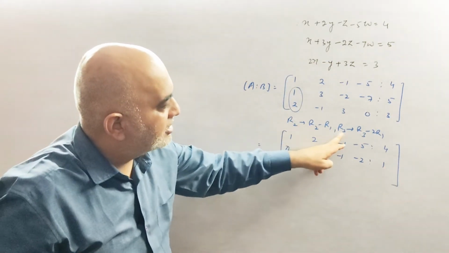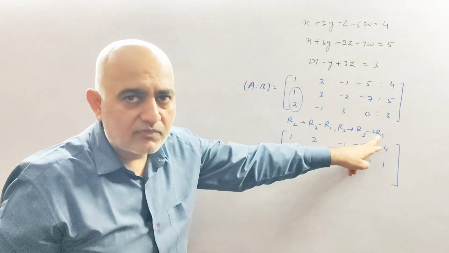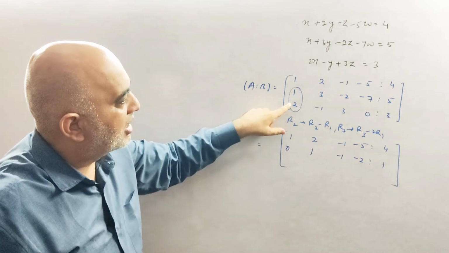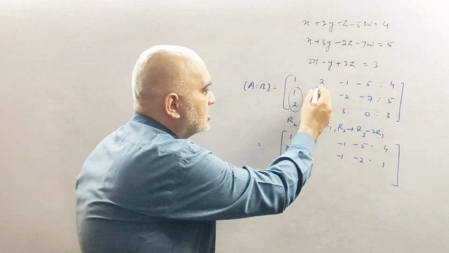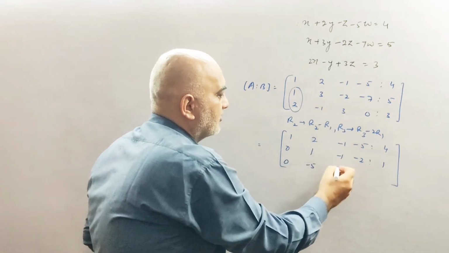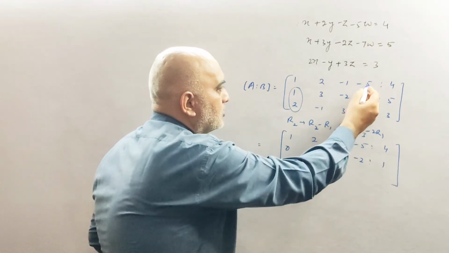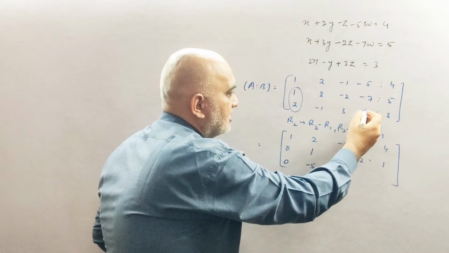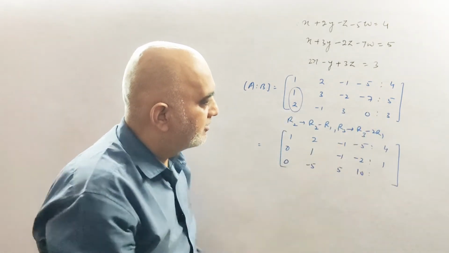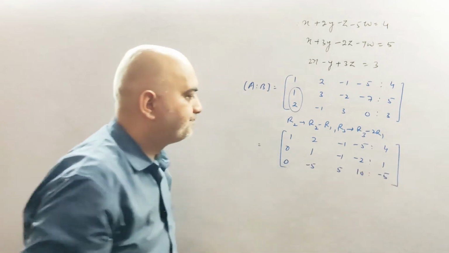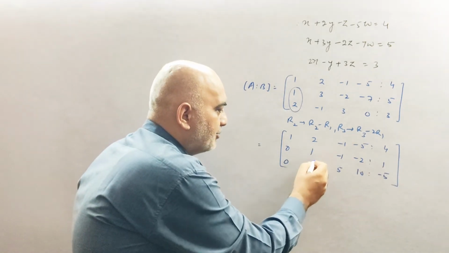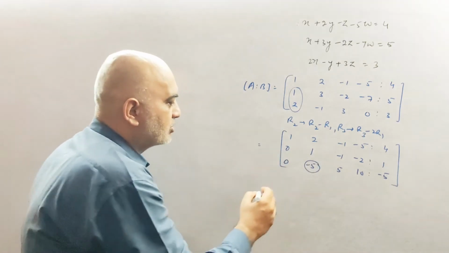Similarly, R3 changes into R3 minus twice of R1, meaning you have to multiply this with 2 and subtract from R3, we get 0. Multiplying by 2 and subtracting from this, -5. Multiplying by 2 and subtracting from this is 5. Multiplying by 2, that is 10, positive 10. And multiplying by 2 and subtracting from 3, that is -5. Now, this entry is again 1. With the help of this one, make this entry equal to 0.